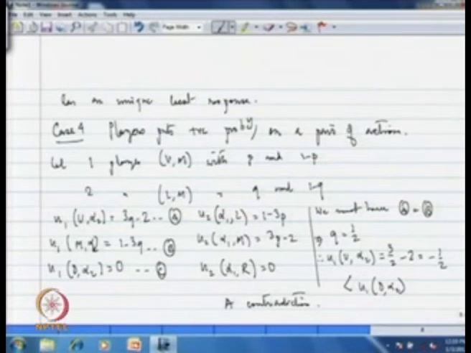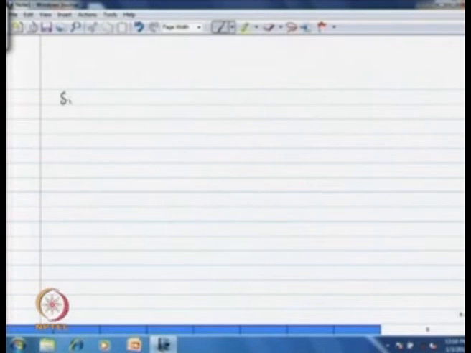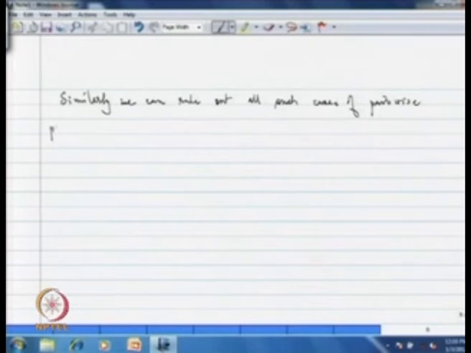So, this case is being ruled out. Similarly, we can rule out all such cases. These are pairwise positive probabilities.